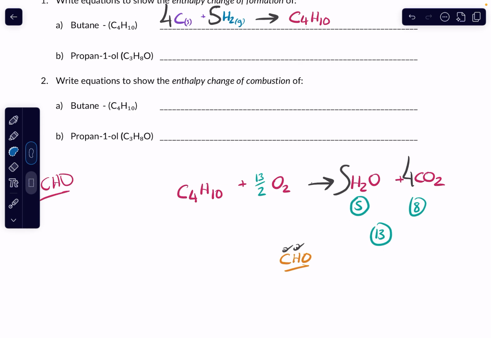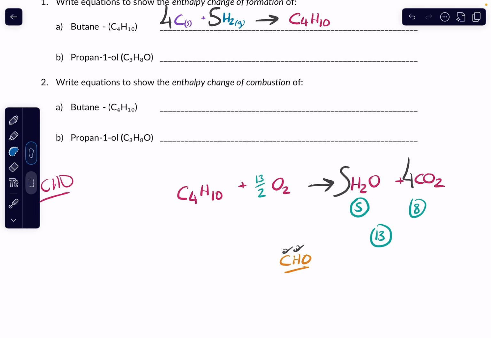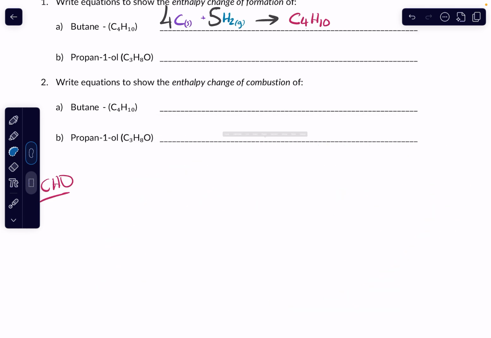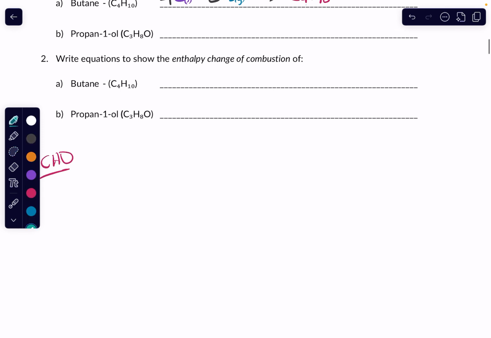And you can see I've already got the answer to the first one. And you can see for the second one, we've got propanol. So this is going to be a little bit more tricky. I want to take you through this one as well. So I'll do butanol instead. So you guys can have a go at doing propanol.